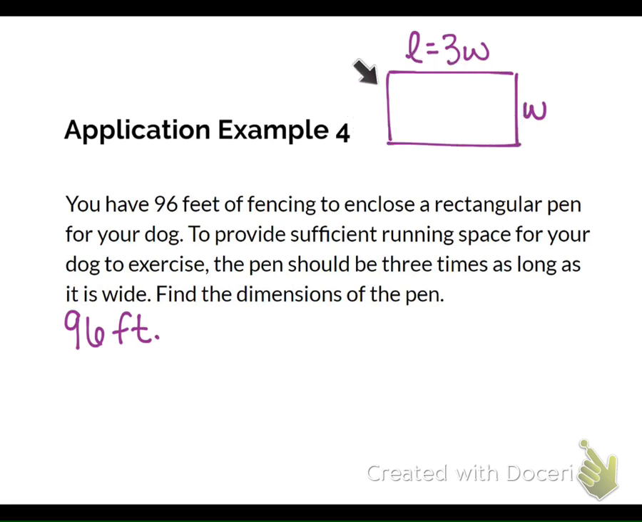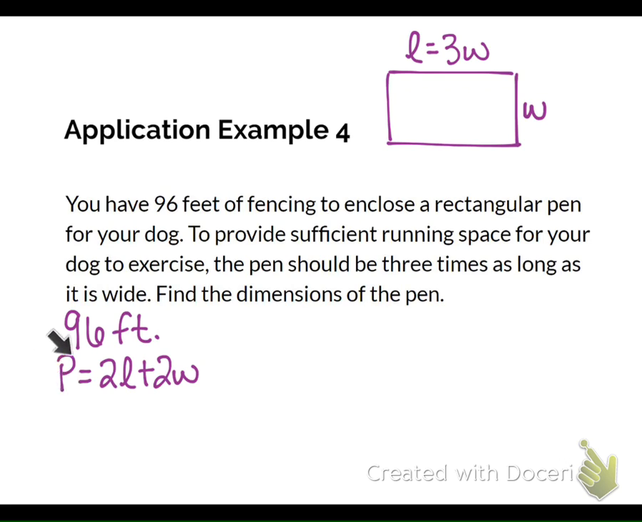Okay, in math we call that the perimeter. So it would be helpful if we remember the formula for perimeter is 2 times the length plus 2 times the width for rectangles. But I can plug some stuff in that I know.